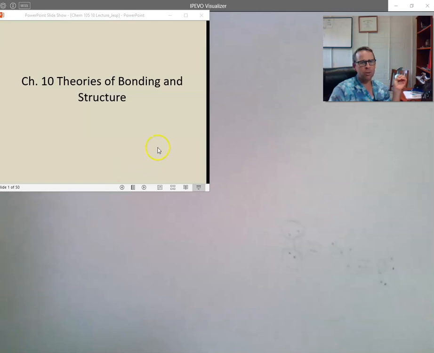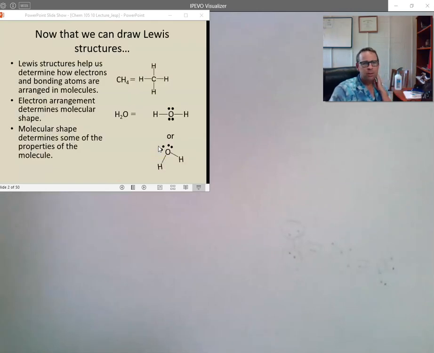Not going to really introduce a whole lot of new stuff. Well, it depends on your perspective of new, but what we're essentially trying to recognize here is what our Lewis dot structures do for us after we have them. What do our Lewis dot structures do for us after we have them? So here are some examples of Lewis dot structures.